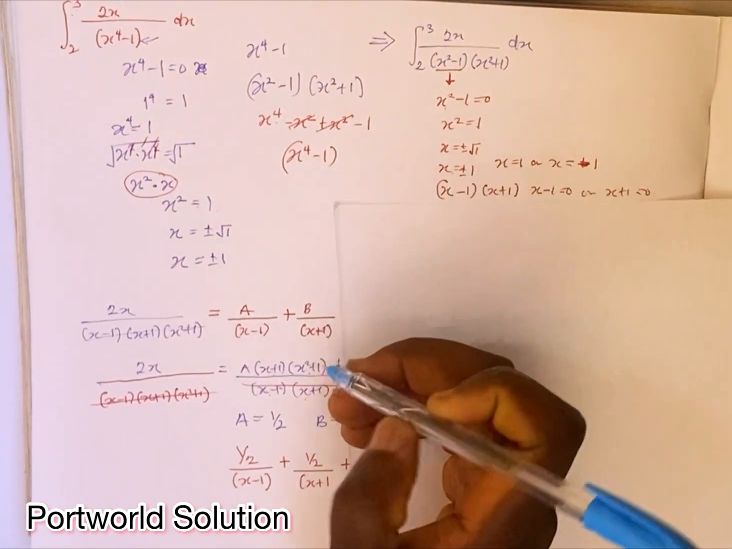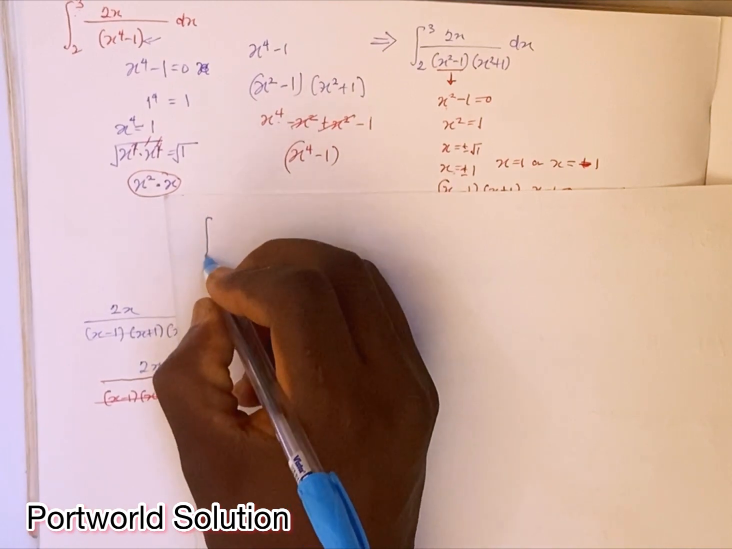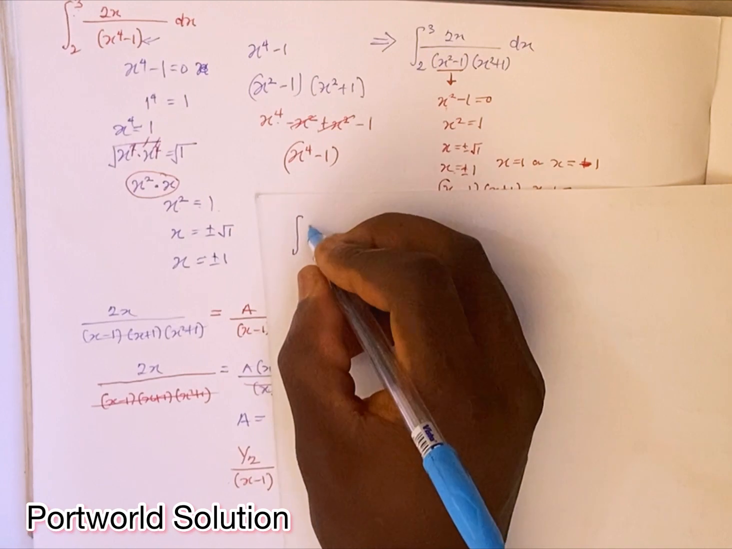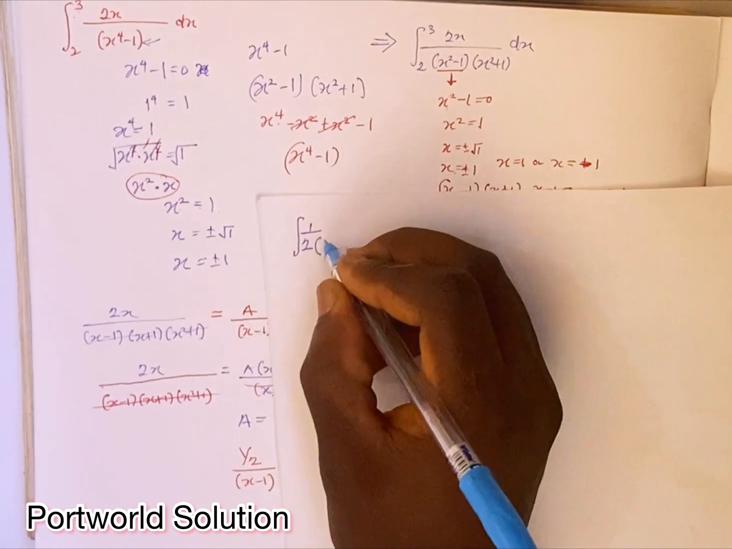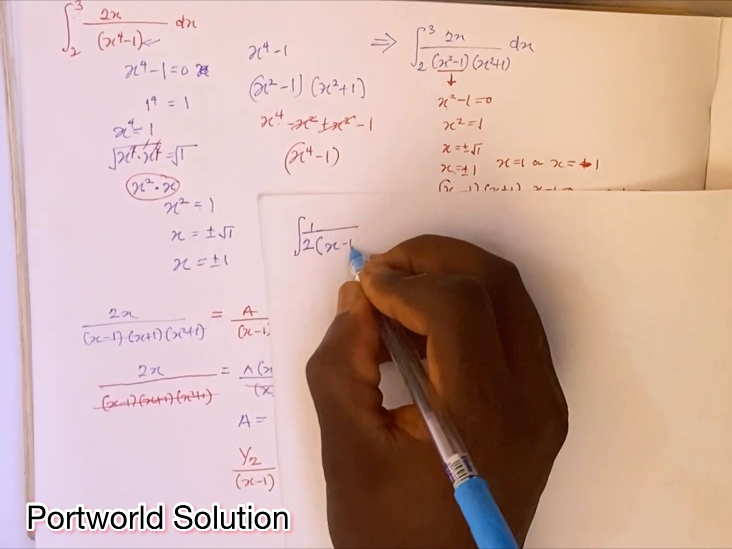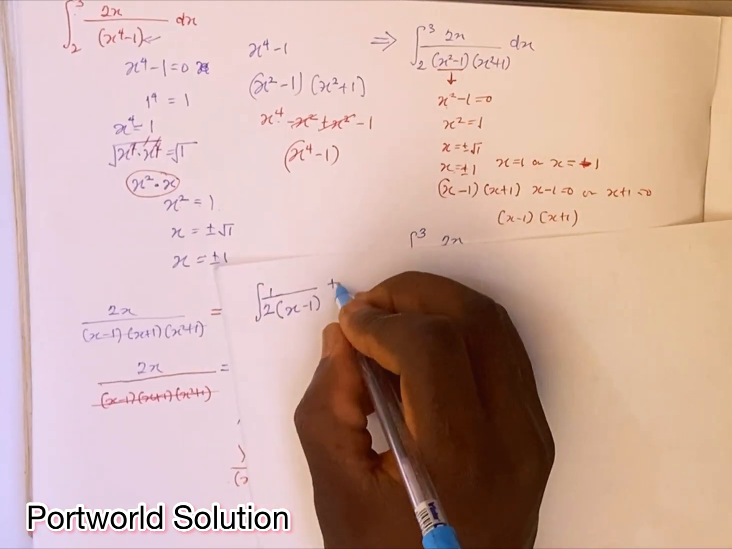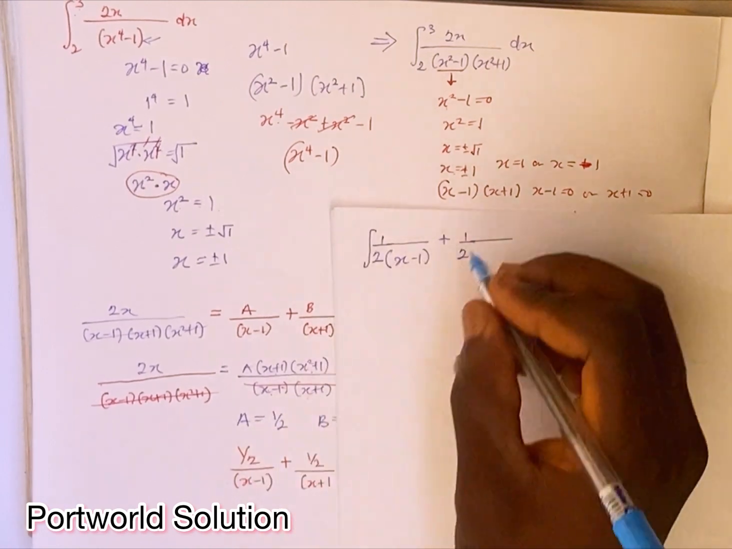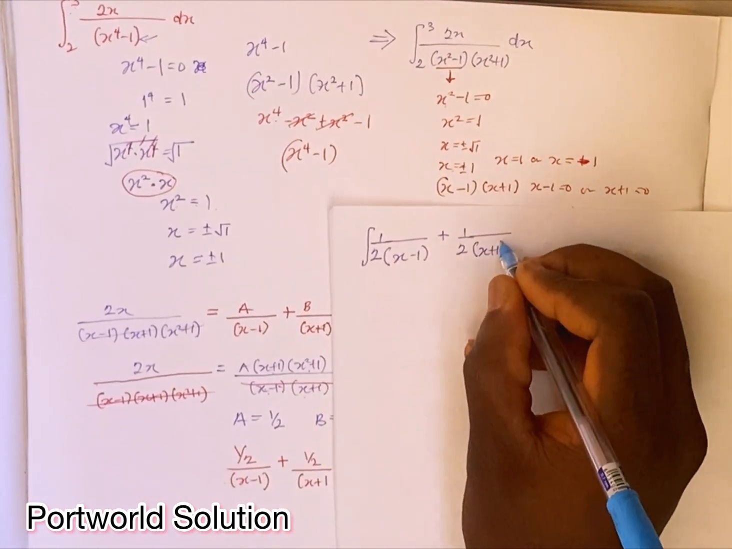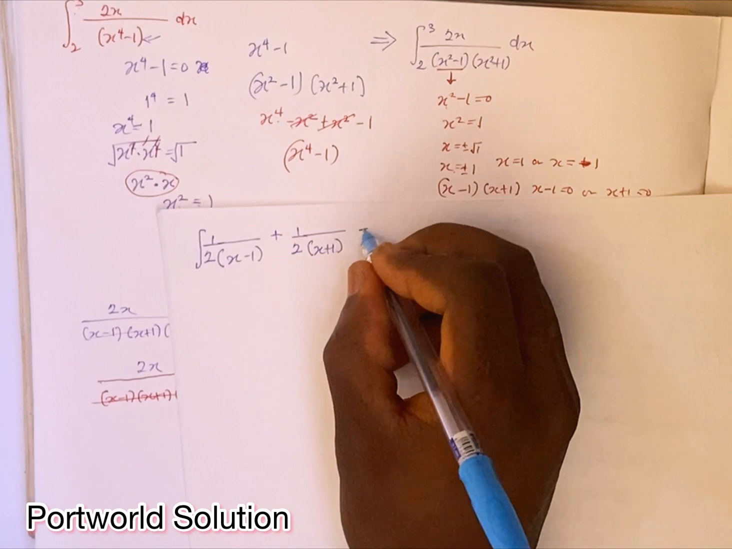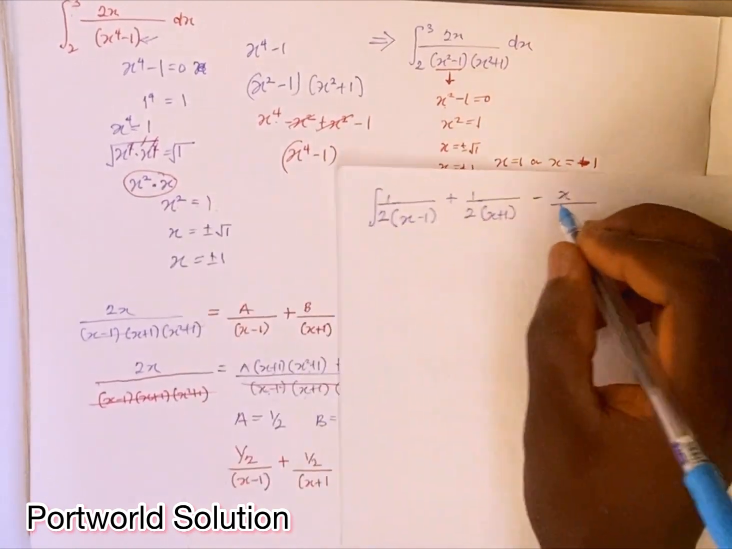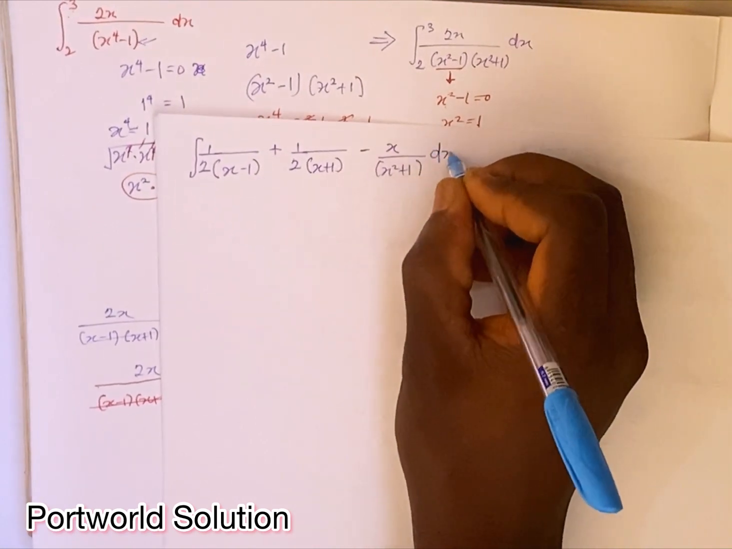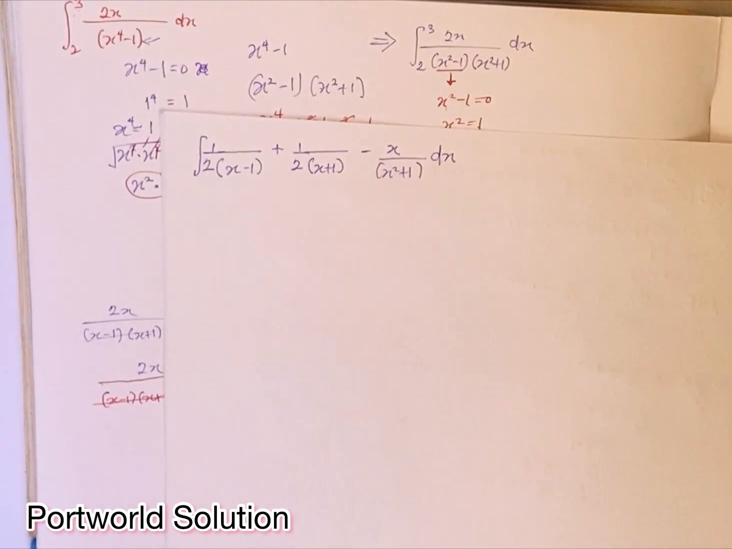It's actually making sense. So now let's go ahead and introduce our integral sign. So introducing our integral sign, I'm going to have integral. I'm not going to put limits in this case. I can just bring down my 2. I'm going to have 1 over 2 in brackets, then x minus 1, right? Then plus again 1 over 2, bringing down my 2, x plus 1. Then again minus x divided by x squared plus 1, then dx. It's very simple, right?